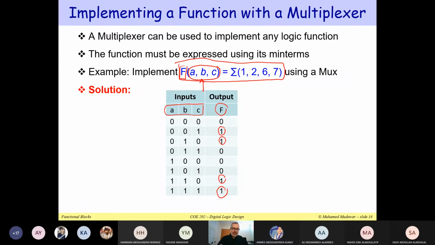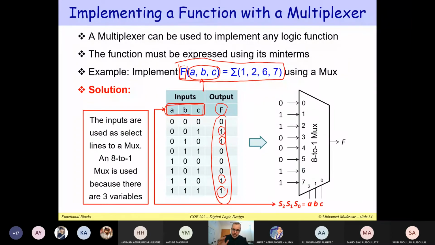Exactly, this column here. So I really should connect this column. The answer is so simple. It's not really that difficult. So here is my 8-to-1 multiplexer. Notice that I'm using A, B, C, the input variables to the function, for selection for S2, S1, S0. And I'm just copying this as my data inputs.